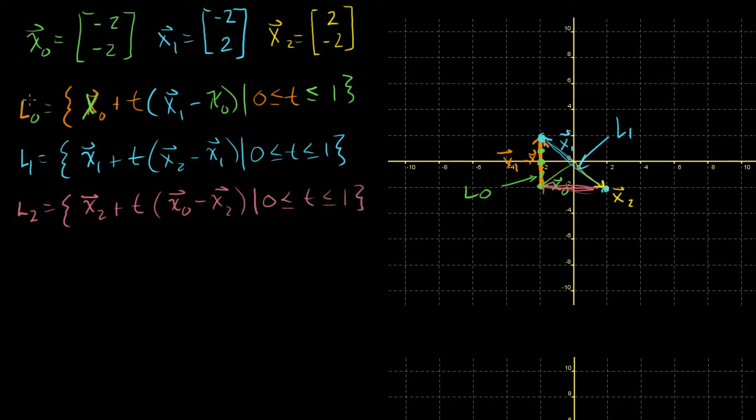And so if you take the combination, if I could define my shape as the union of all of those, so L naught, L1, and L2, then you'd have a nice triangle here. If you take the union of all of these three sets, you get that nice triangle there.